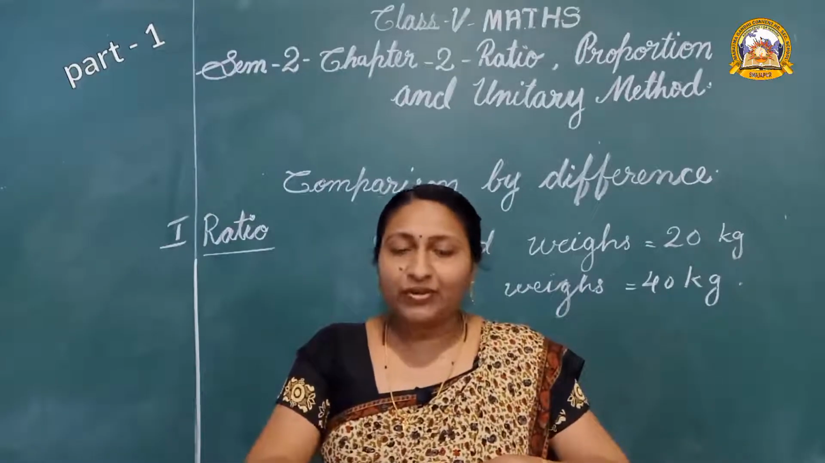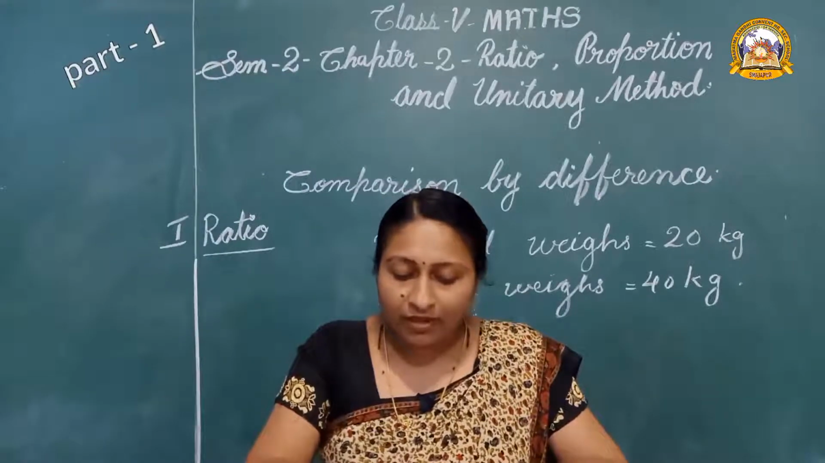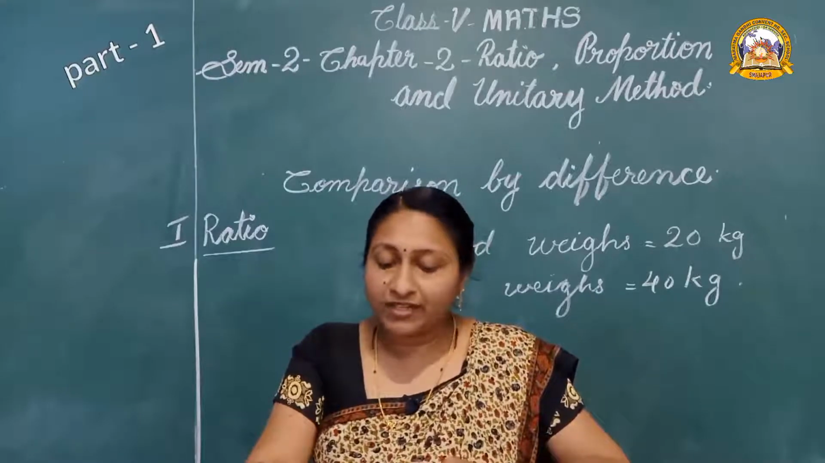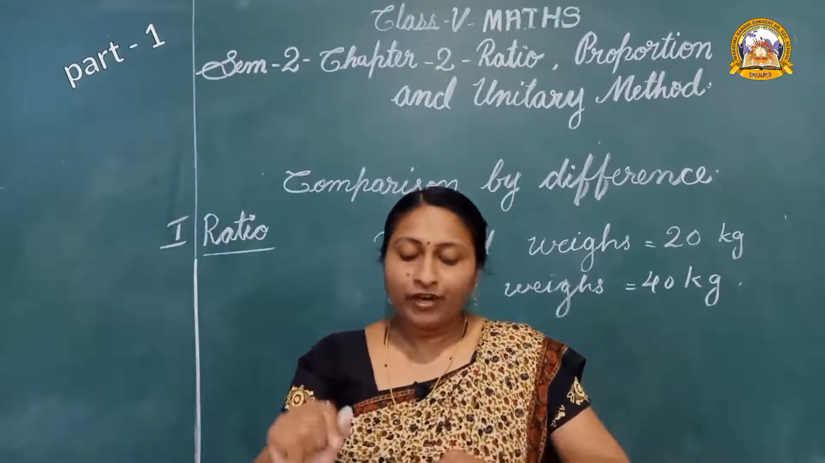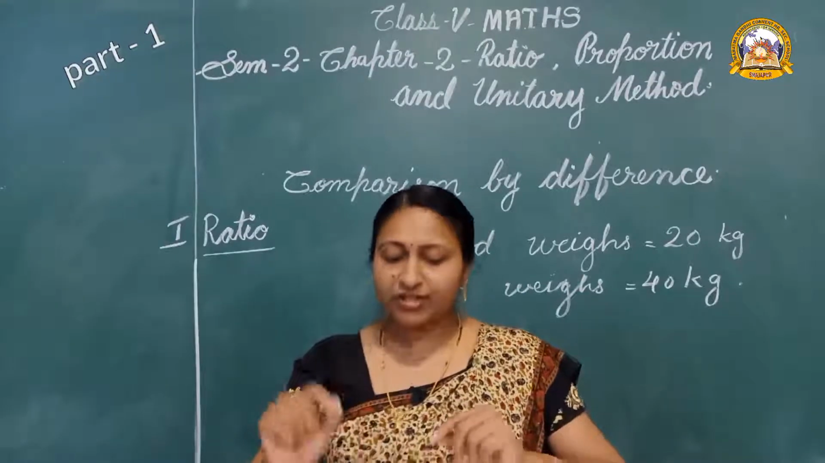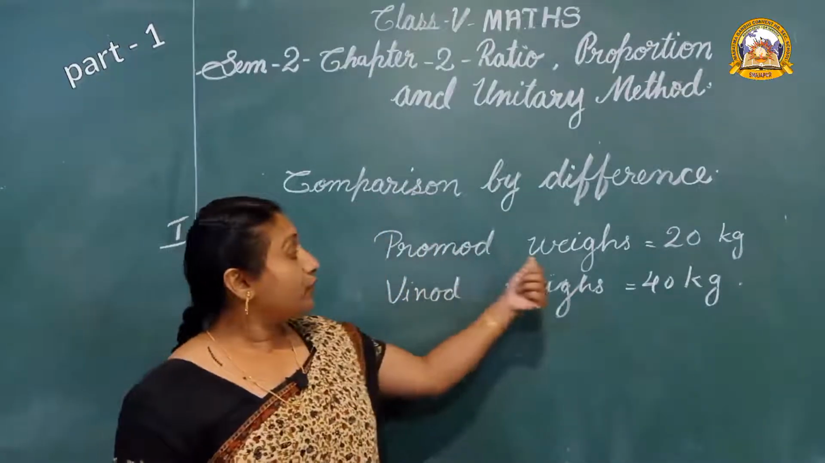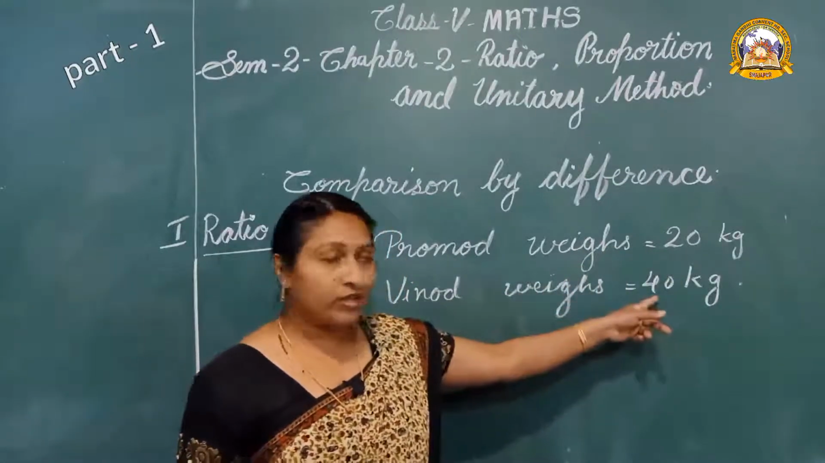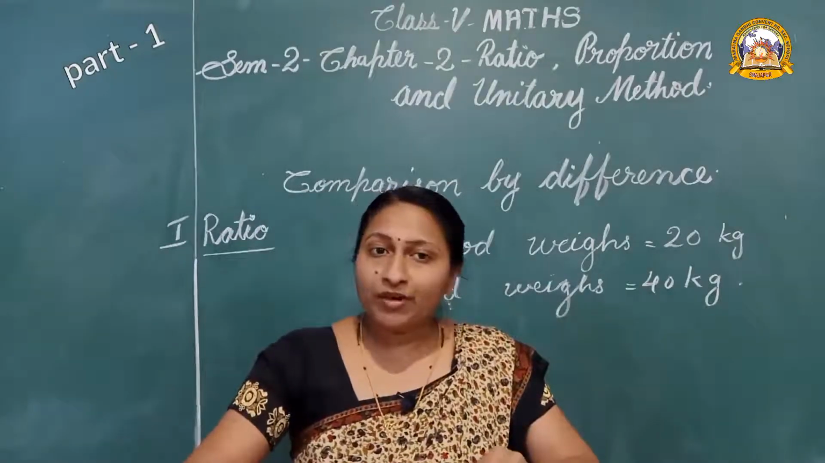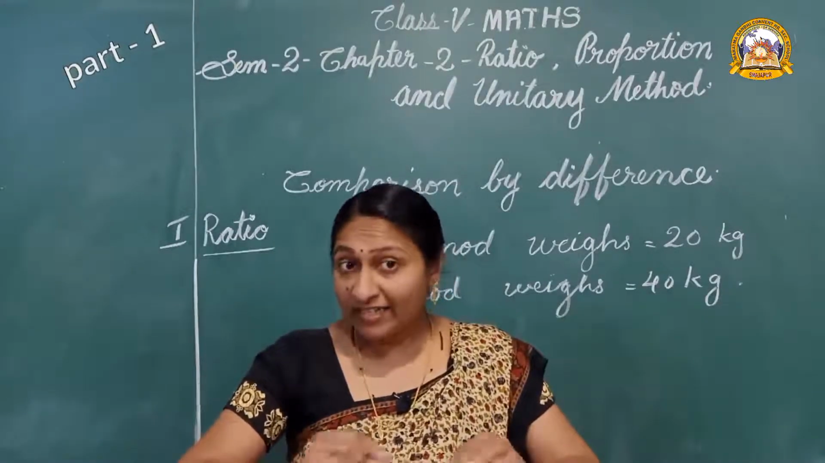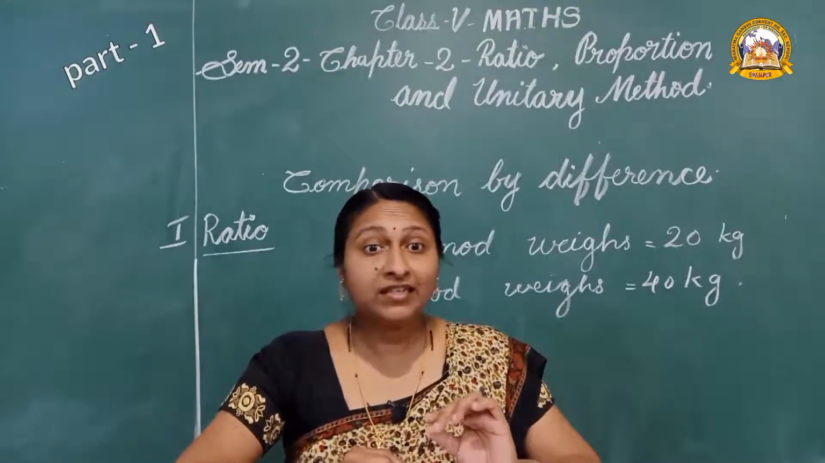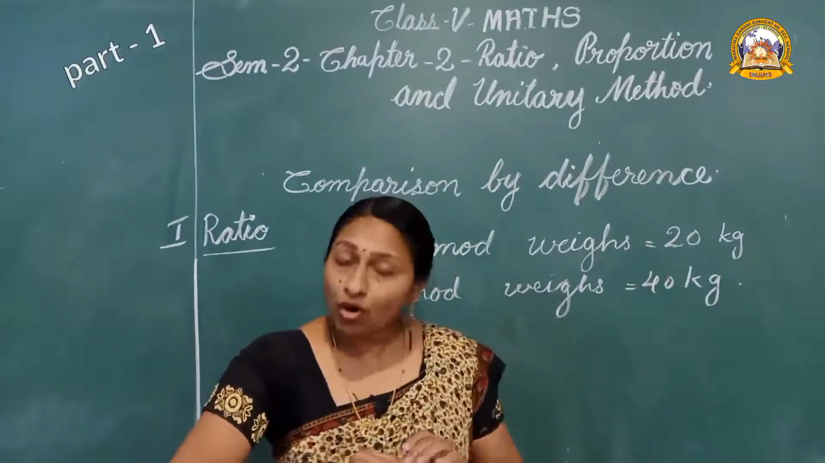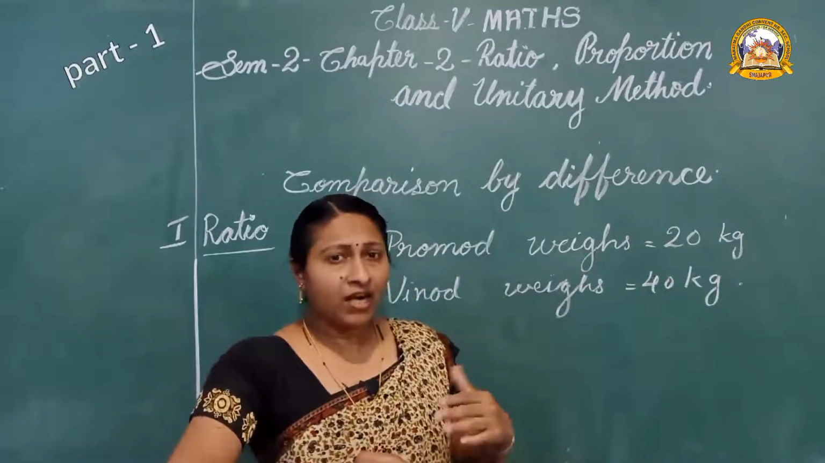Here, first you can see an example. Pramod weighs 20 kilogram while Vinod weighs 40 kilogram. Weight of Pramod is 20 kilogram. Then weight of Vinod is 40 kilogram. Here commonly we use to find the difference, the subtraction, bigger number minus smaller number. Okay, how can we compare that?